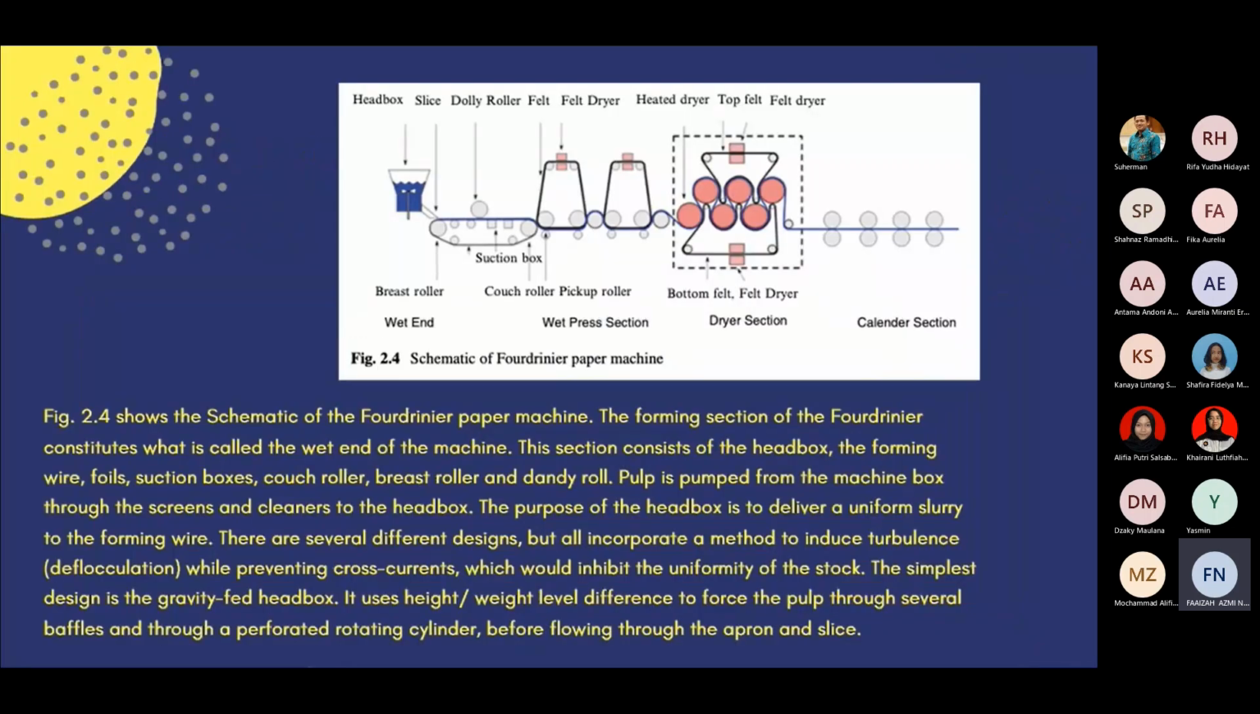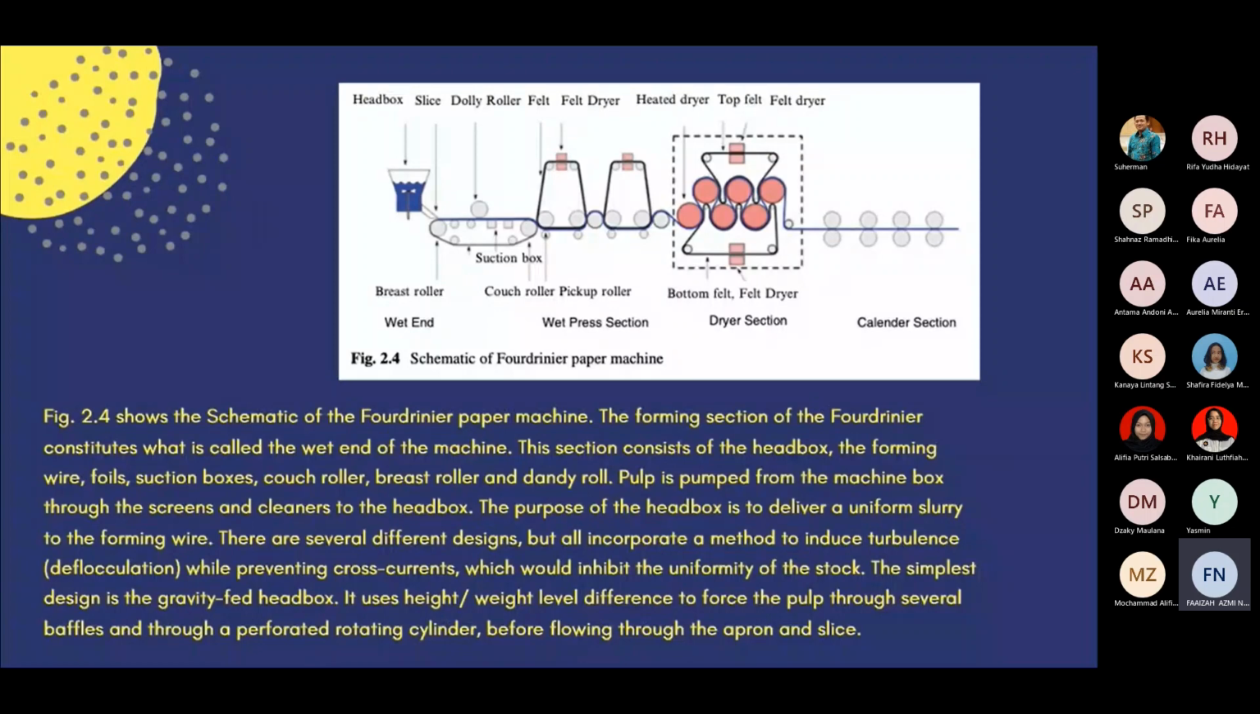Figure 2.4 shows the schematic of a Fourdrinier paper machine. The forming section of the Fourdrinier consists of what is called the wet end of the machine. This section consists of the head box, the forming wire, foil and suction boxes, couch roll, breast roll, and wire roll. Pulp is pumped from the machine chest through the screens and cleaners to the head box. The purpose of the head box is to deliver a uniform slurry to the forming wire.